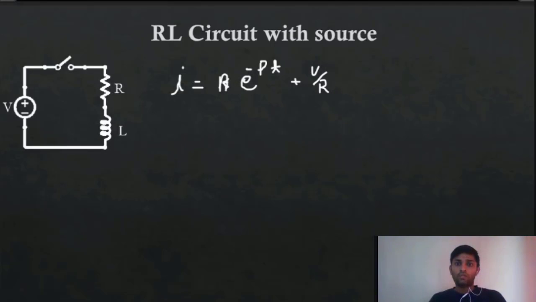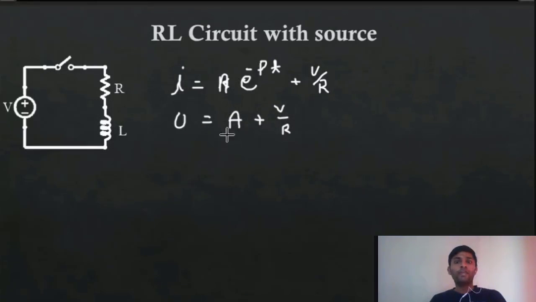Now the question comes, what will be the value of this A? The value of A will be given by taking the initial conditions. Your initial condition is i is 0 at t is 0. Putting this initial condition over here, you get 0 equal to A times e raised to 0, which is 1, plus V by R, where V by R is nothing but your steady state response.